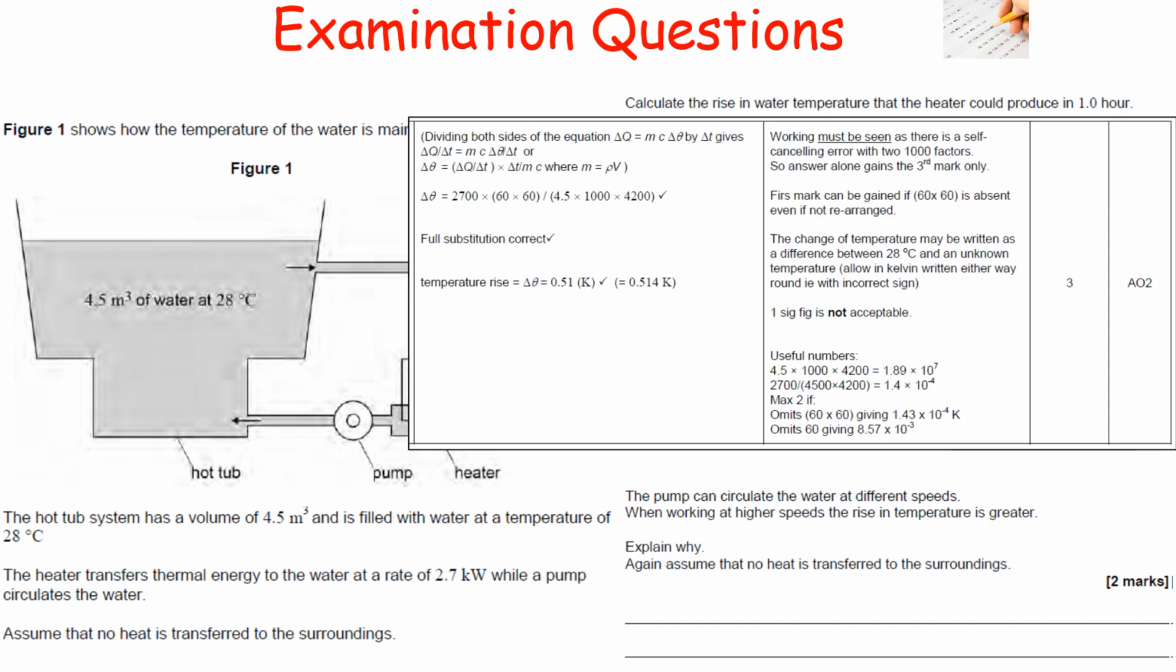So therefore you can say that because density is mass over volume, mass is density times volume, so you can work it through, pop all the numbers in, and you get an answer of 0.51 Kelvin. Now, how can the rise in temperature be greater when working at higher speeds?